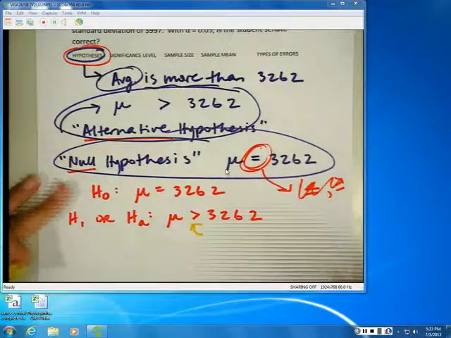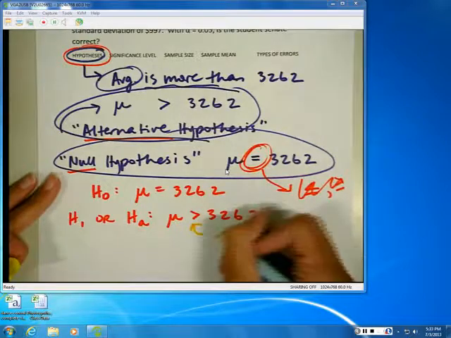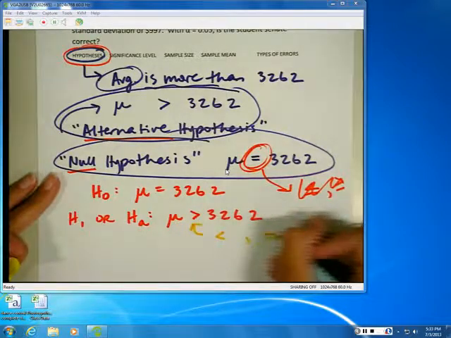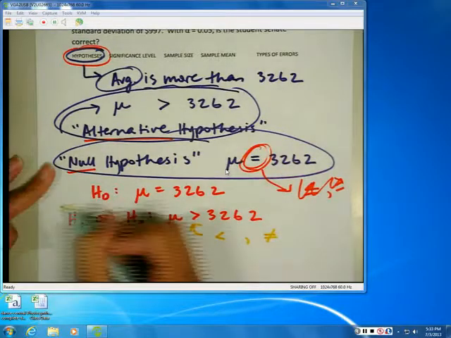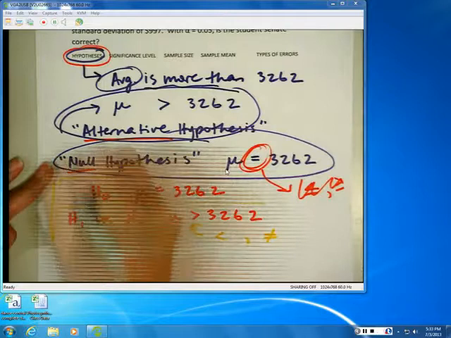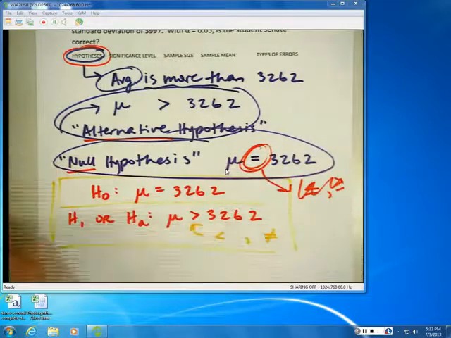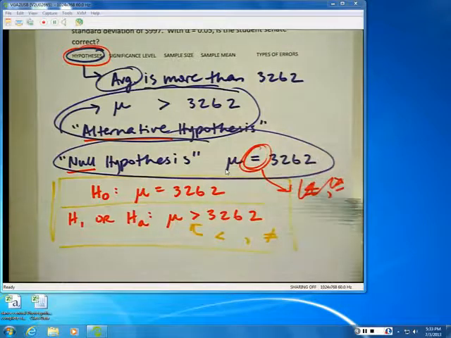This, does yellow show up? Yep. This could be the less than symbol or the not equal symbol. So these are our inequalities that we use for the alternative hypothesis. So these are our two, we call them the two opposing hypotheses. We're going to work more on those, but I want to talk more about this example before we look at some other hypotheses. So let's keep going here.